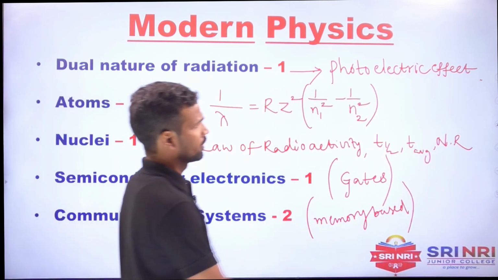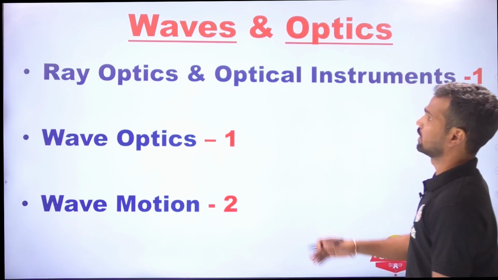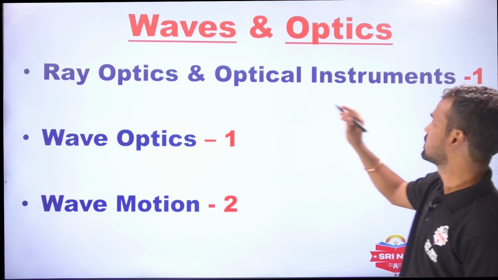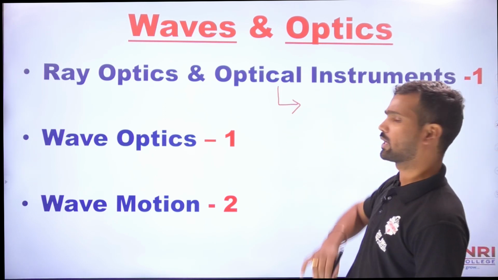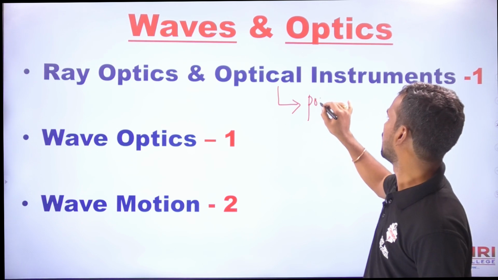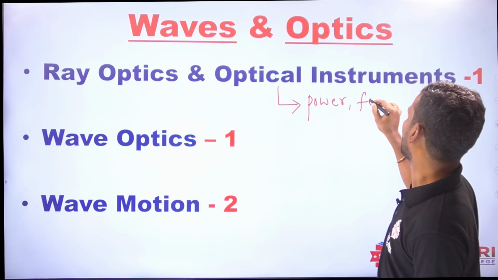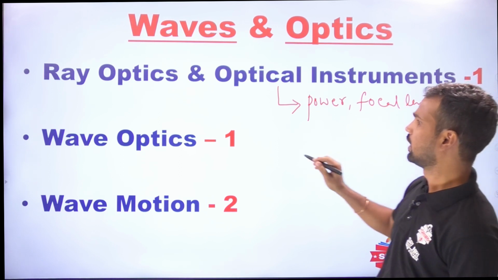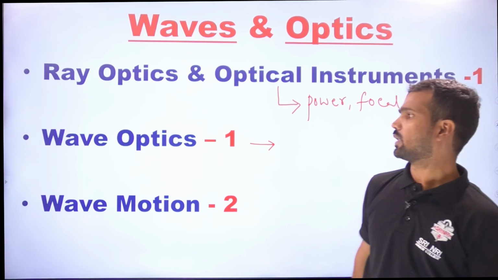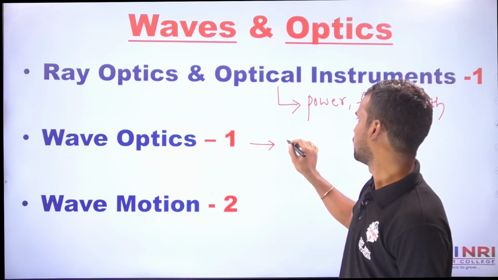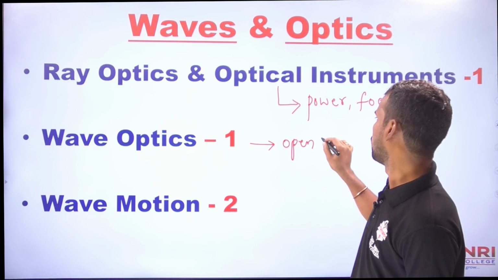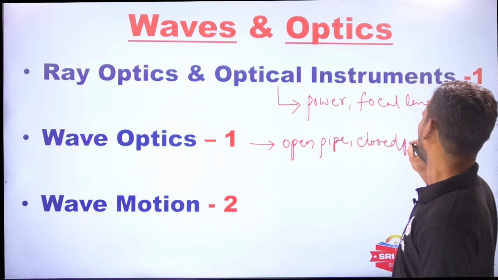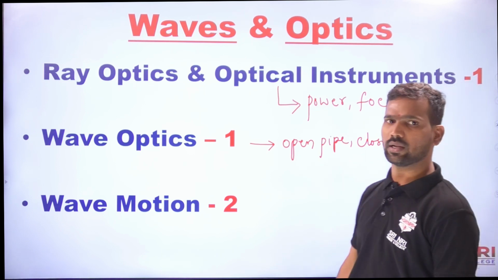The next and last branch, least weightage also, waves and optics. In ray optics and optical instruments, the simple microscope and compound microscope, otherwise power and focal length concept, you may get 1 question here. In wave optics, here open pipe and closed pipe, you may get 1 question, on the fundamental frequencies.